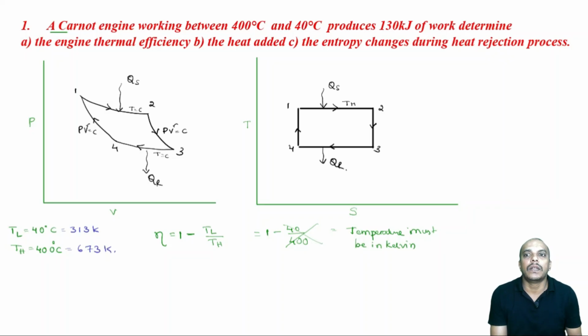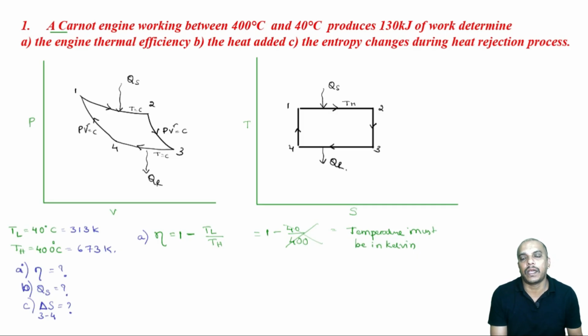The first sub question is thermal efficiency, so we will find out the thermal efficiency first. Then the second sub question is the heat added, so the heat supplied must be found out. And sub question C is entropy changes. We will find the change in entropy during the heat rejection process. So, we are talking about process 3 to 4, because heat rejection is happening in process 3 to 4. Now, let us start from the first sub question, that is A, efficiency.